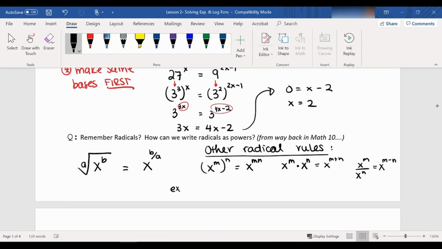So an example, 2 cubed to the power of 4 is 2 to the 12. 2 cubed times 2 to the 4 would be 2 to the 7. And 2 to the 4 over 2 cubed would be 2 to the 1, because 4 minus 3 is 1.